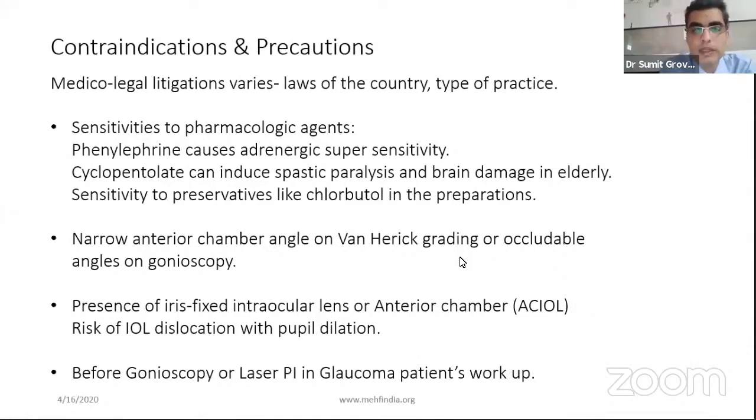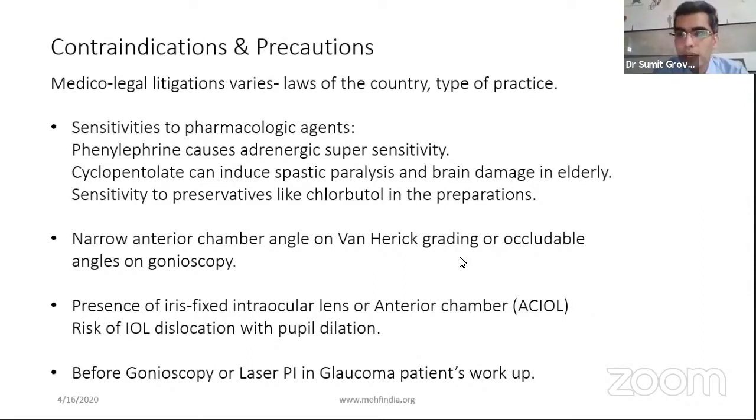Narrow anterior chamber. If you see that van Herick grading shows the anterior chamber depth is very low, or you find occludable angles on gonioscopy, do not dilate; refrain from dilating. Presence of an iris-fixated intraocular lens or an anterior chamber IOL: the risk of IOL dislocation with pupillary dilatation does exist.